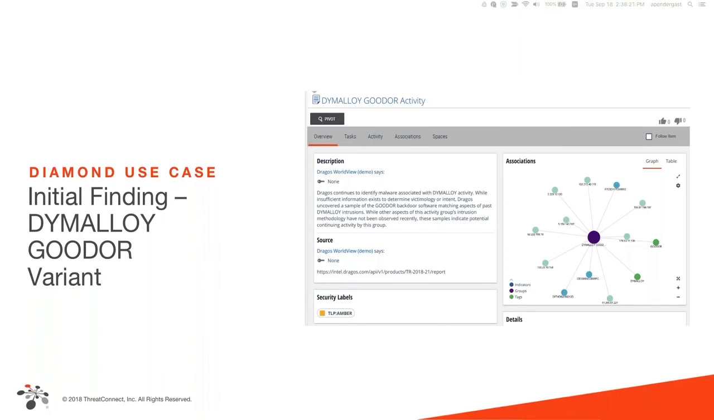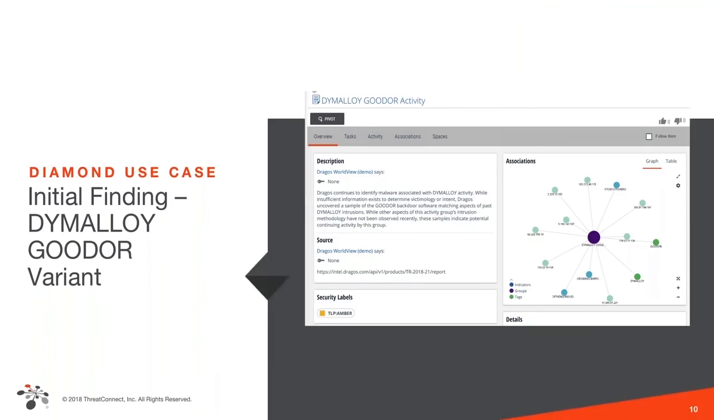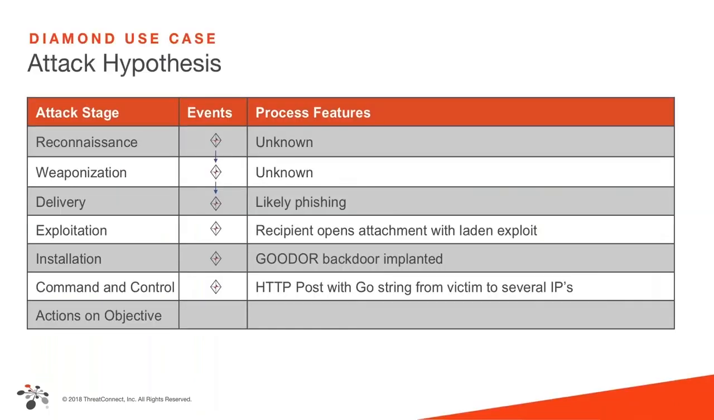So we're going to assume that one of our EDR things caught GUDOR, and so we're going to go through, okay, well, what do we do now? Now that we found this GUDOR, we got a hash. So now we're going to pivot, go ahead and next slide, Andy. We're going to pivot into ThreatConnect, and we're going to search, and we're going to find that Dragos has a report on this activity group called Dymalloy and this thing called GUDOR.